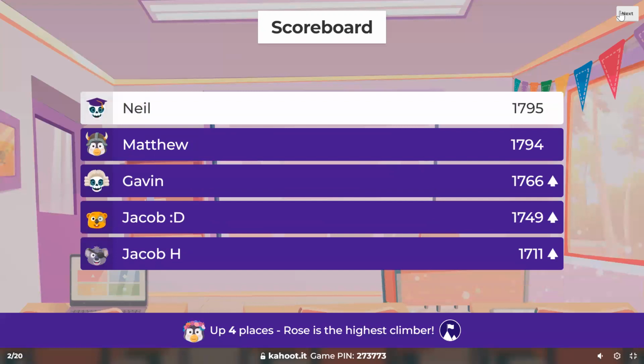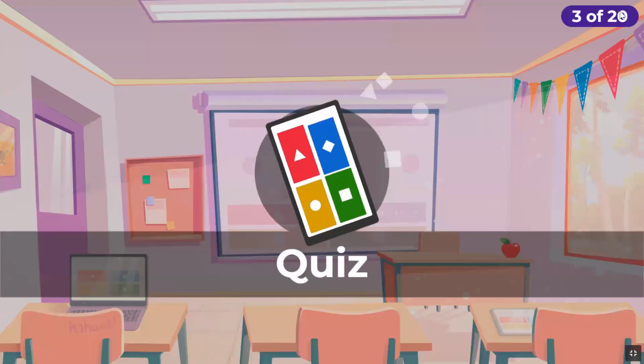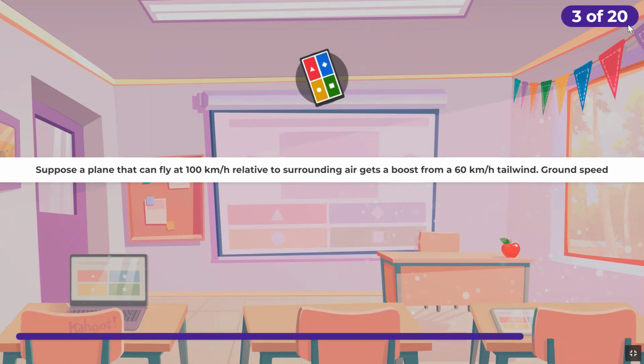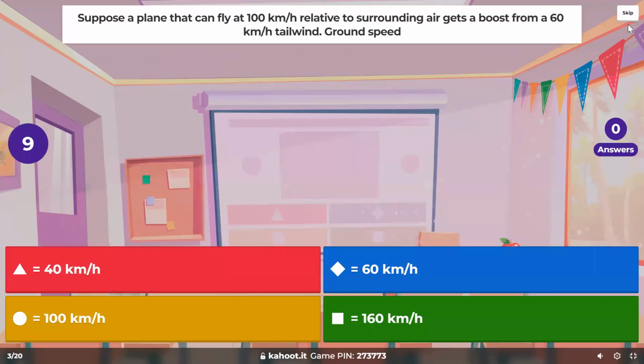All right, I got Jacob, Gavin, Matthew, and Neil. Leading by 1 point. All right, suppose a plane can fly 100 kilometers an hour. It gets a boost from a 60 kilometer an hour tailwind. Now what is its ground speed?